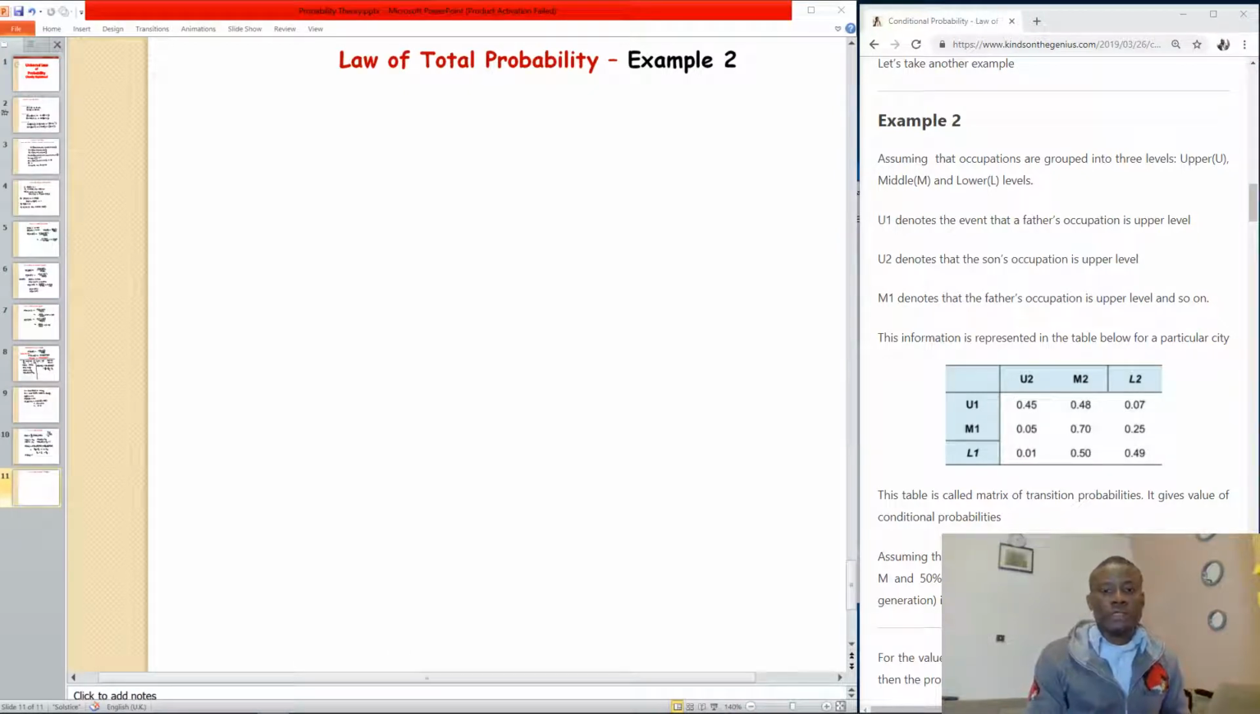Today we are going to continue with the law of total probability, and this time we are going to be taking example 2. So let's see how it goes. Assuming that occupations are grouped into 3 levels: upper, middle, and lower.